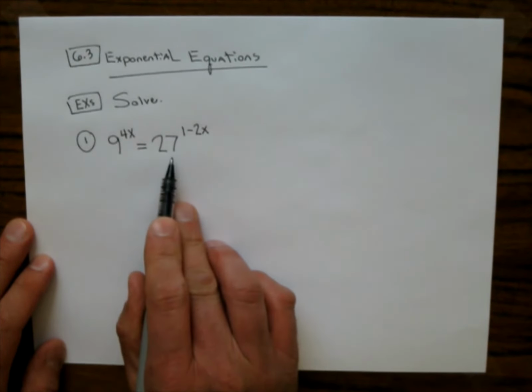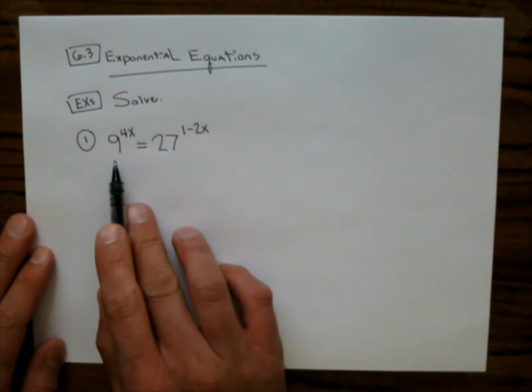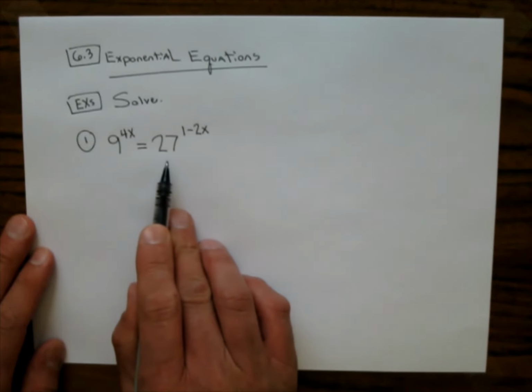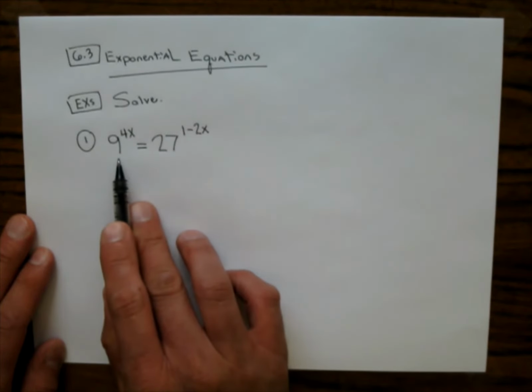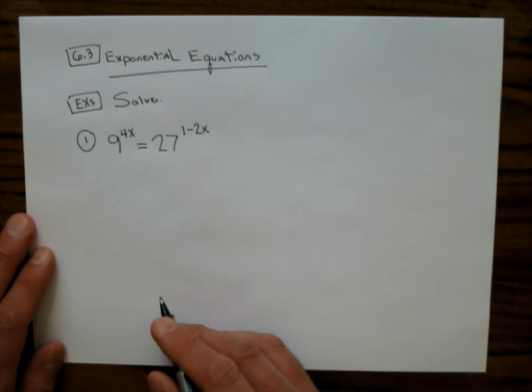We've done problems like this. So, especially this one right here. What you want to do is see if you can get a common base. So that's what we're going to do. Common base of 27 and 9 looks like it could be 3. So go ahead, pause the video and see if you can do this problem.